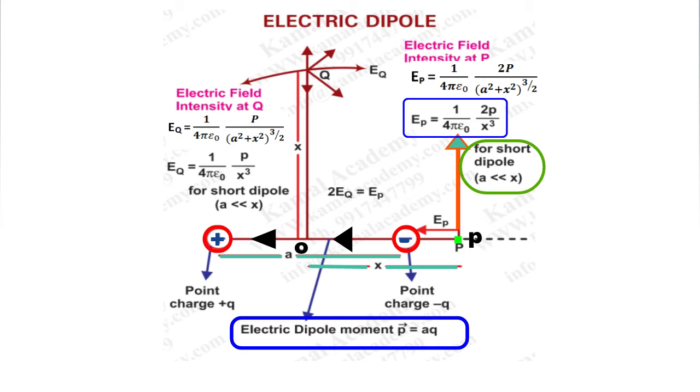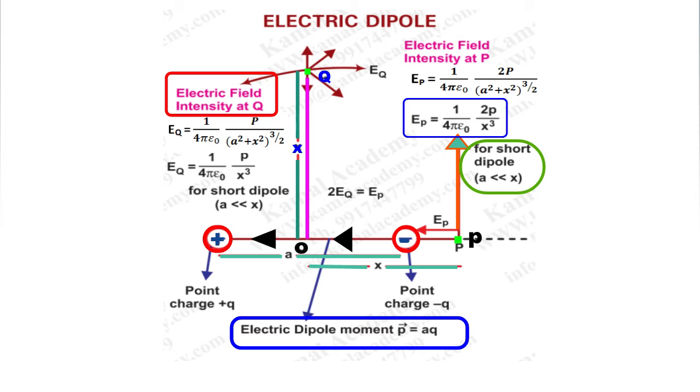Similarly, let us consider a point Q on the perpendicular bisector of the electric dipole at a distance x from the center O. Then the electric field intensity at point Q is given by EQ equal to 1 upon 4 pi epsilon naught, p upon (a square plus x square) raised to the power 3 by 2.